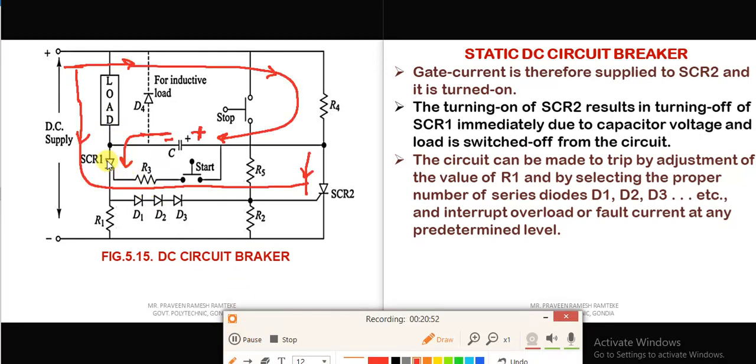So using these arrow marks, I am trying to tell you that during the overload, this overload voltage will appear across the resistor R1, D1, D2, D3. So this voltage at this point is triggering the SCR2. So once the SCR2 is triggered, means the current is flowing like this.